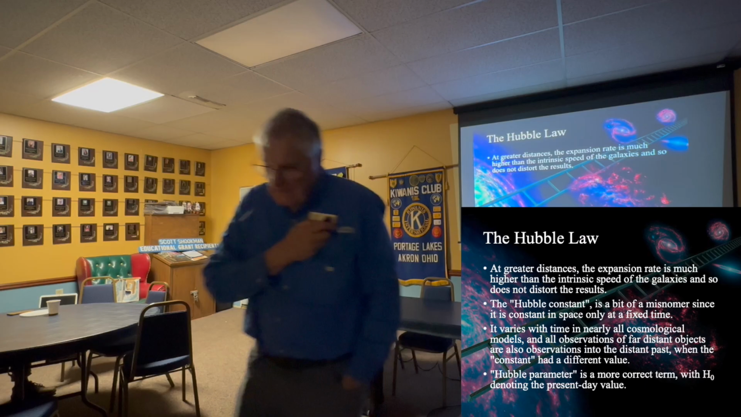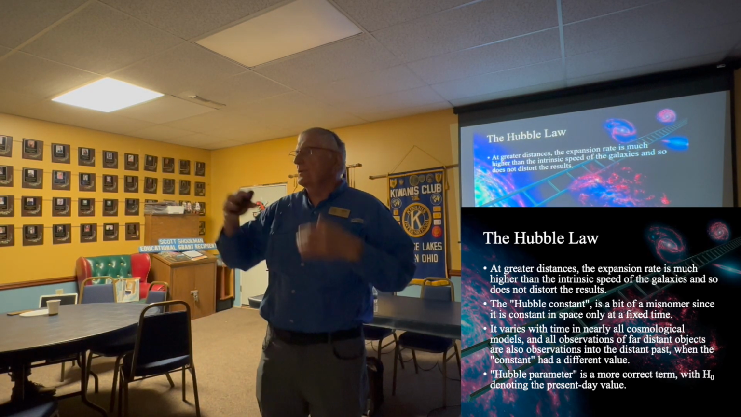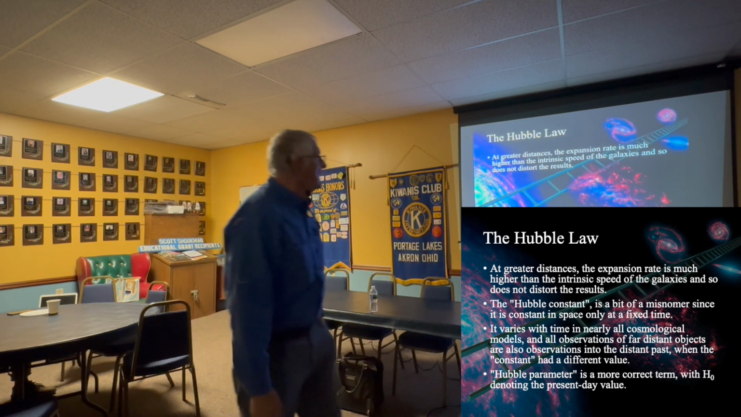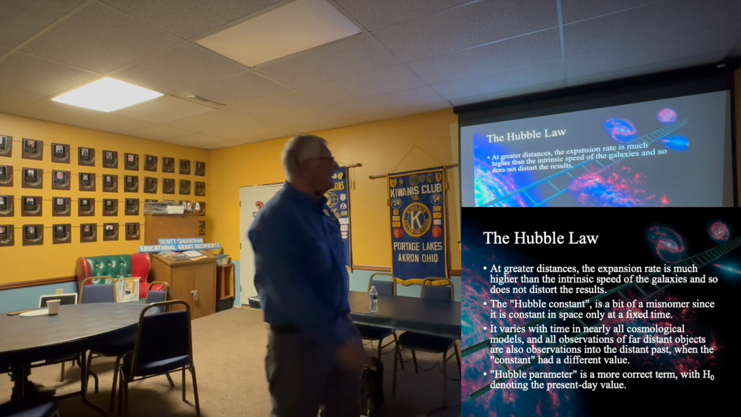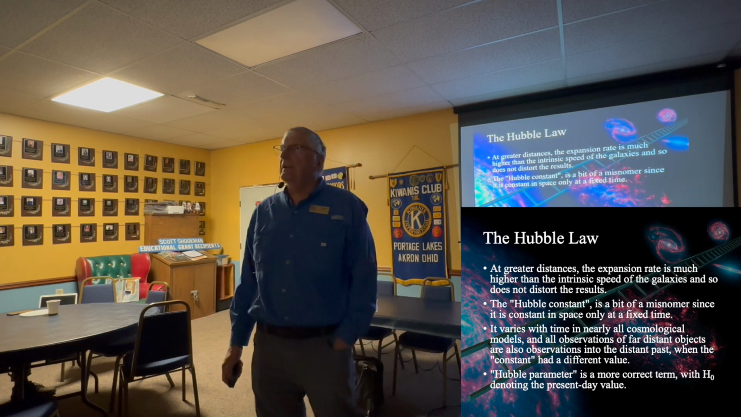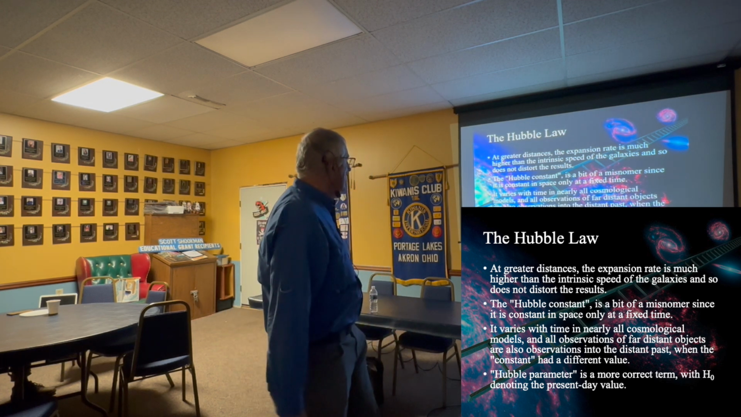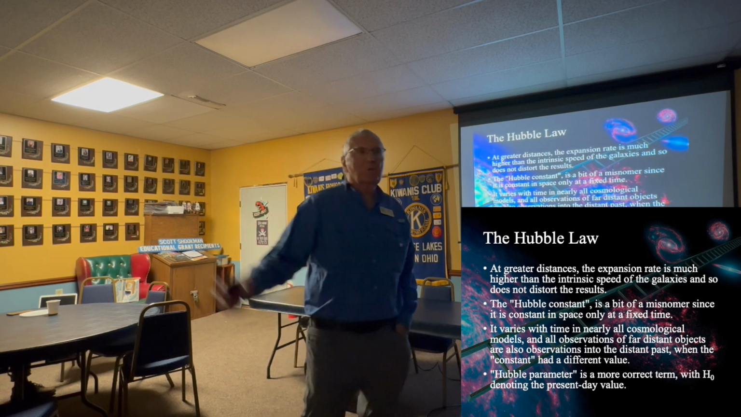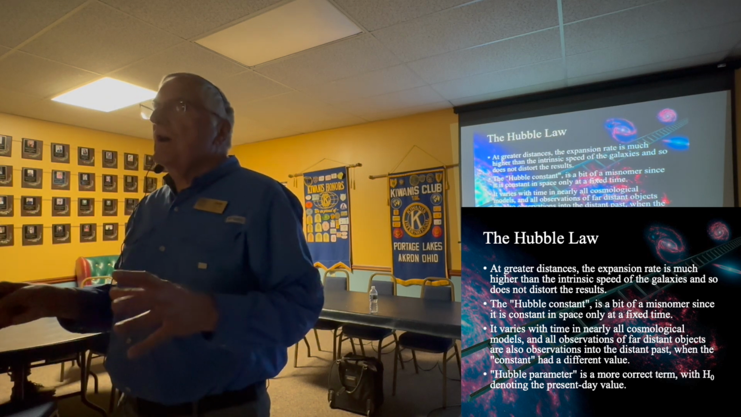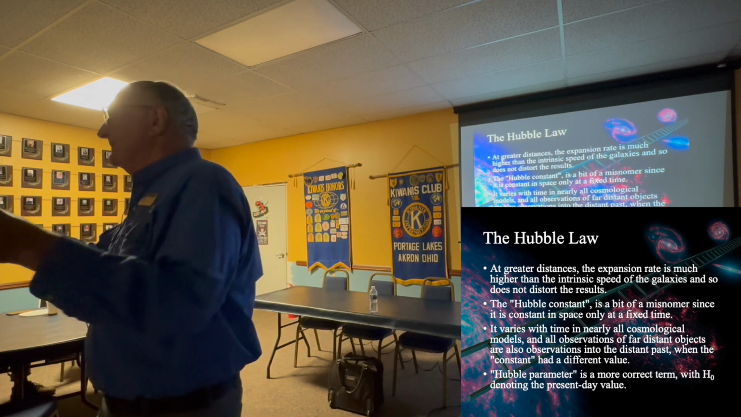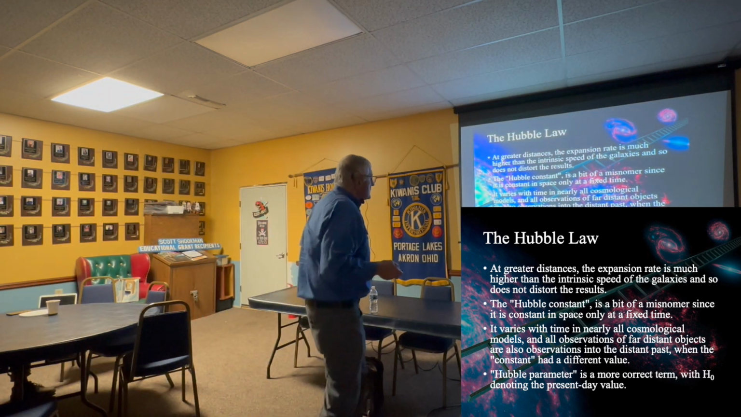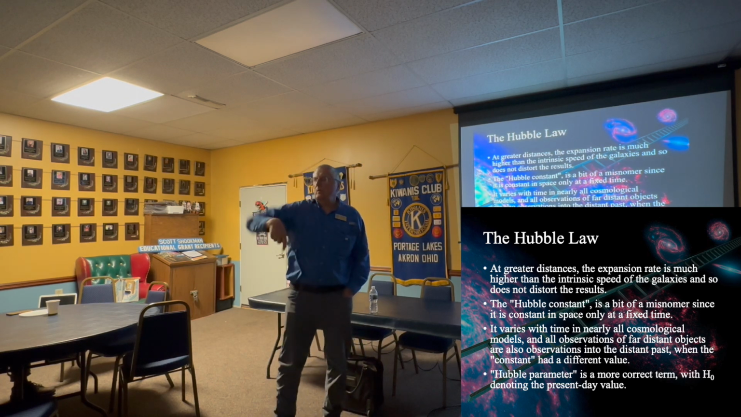Well, one of the things that happens here is that the intrinsic speed of the galaxies gets pretty big when you get out quite a ways. And so the results can get distorted unless you use relativity to correct for some of this stuff. Also, it varies with time. We thought the universe was expanding much more quickly in the past and is slowing down. And we'll get to that. Okay? So that's why the H0 means that's what we're measuring today.